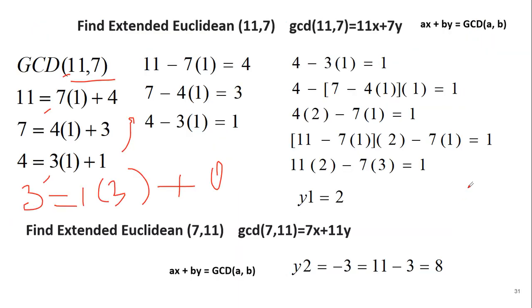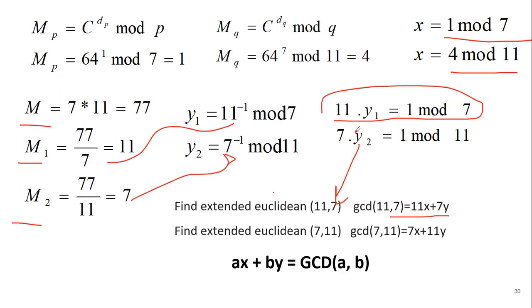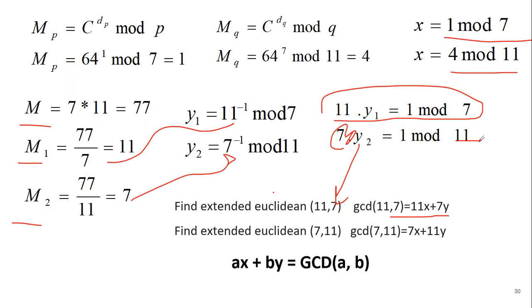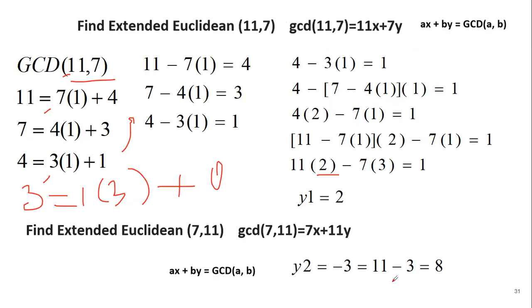Here with respect to 11 our value is 2, so therefore y1 is 2, and with respect to 7 our value is minus 3, but we don't want a minus 3 value. Since our mod here is 11, we use 11 minus 3. Negative remainders we convert into positive, so 11 minus 3 is equal to 8. In this way y1 is 2 and y2 is 8.